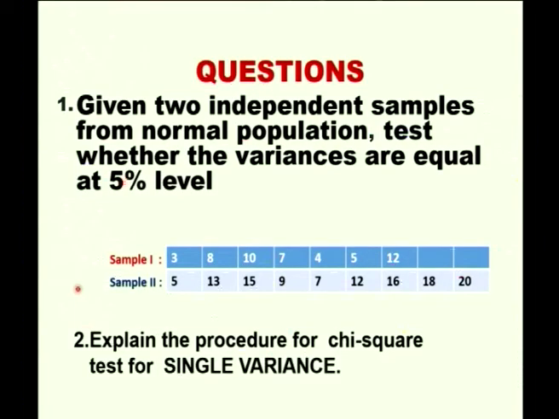Based on this discussion in this session, the questions are posed like this. Given two independent samples from normal populations, test whether the variances are equal at 5% level. Sample 1 values are given as 3, 8, 10, 7, 4, 5 and 12. Sample 2 values are 5, 13, 15, 9, 7, 12, 16, 18 and 20. As discussed, it is not necessary that sample 1 size should be equal to sample 2 size.